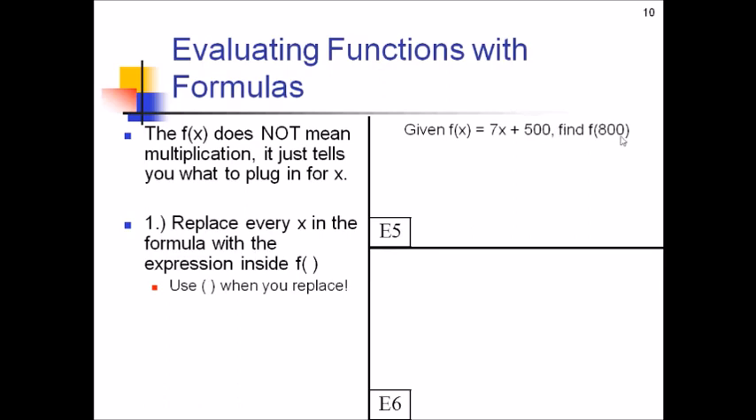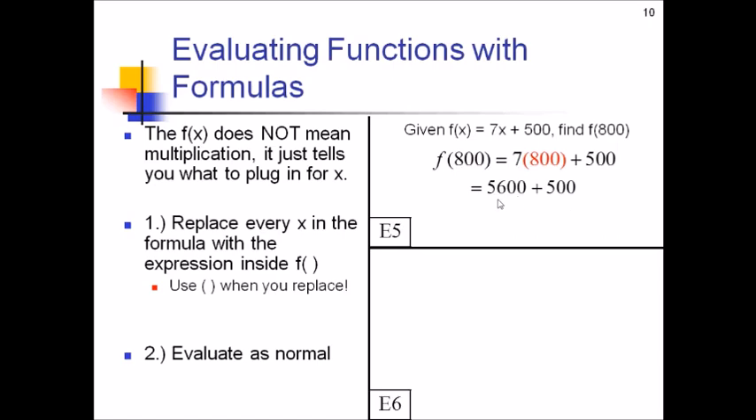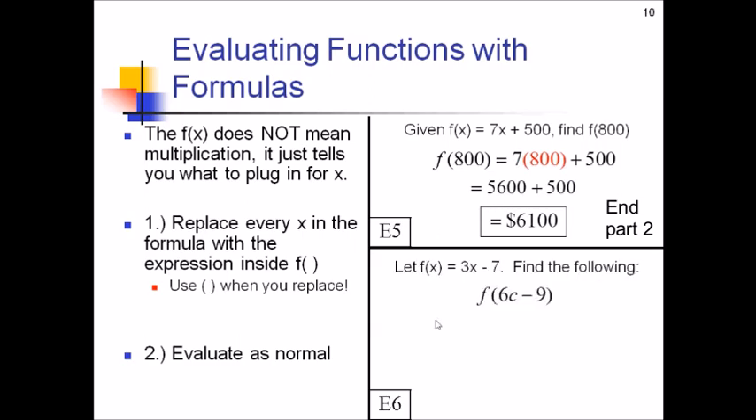So if we want f of 800, we're just going to rewrite this as f of 800 equals 7 parentheses 800 plus 500. And then we just evaluate that as we normally would. So this f of 800, you could just think of this as y now. It doesn't actually do anything else for us. We're just evaluating the stuff on the right side now. So we've got 5,600 plus 500, which will be $6,100 that you've made after 800 hours. Awesome.